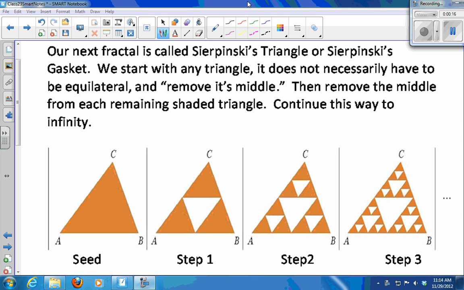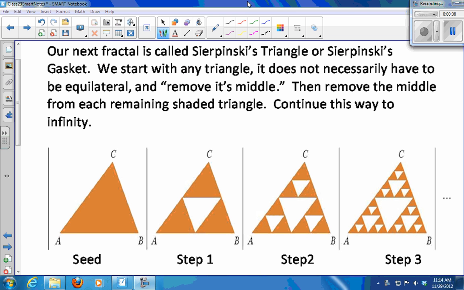So to continue our discussion of fractals, we're going to talk about a new fractal today called Sierpinski's Triangle. It's also called Sierpinski's Gasket. You start with any triangle. It doesn't necessarily have to be equilateral, but it makes a nice shape if it's equilateral.